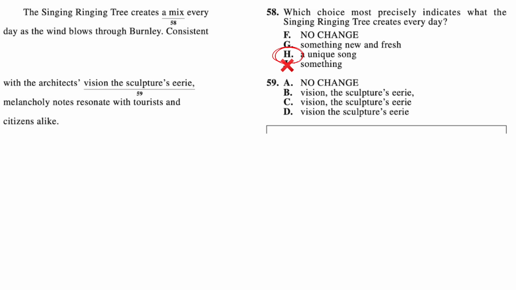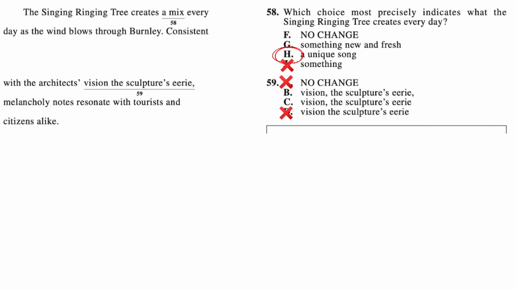All right, moving on to question 59. Consistent with the architect's vision, the sculpture's eerie, melancholy notes resonate with tourists and citizens alike. The sentence obviously needs a comma after vision because it introduces the rest of the sentence, so that only leaves options B and C. Now we need to decide whether a comma belongs after eerie, and this is where a grammar rule comes into play.